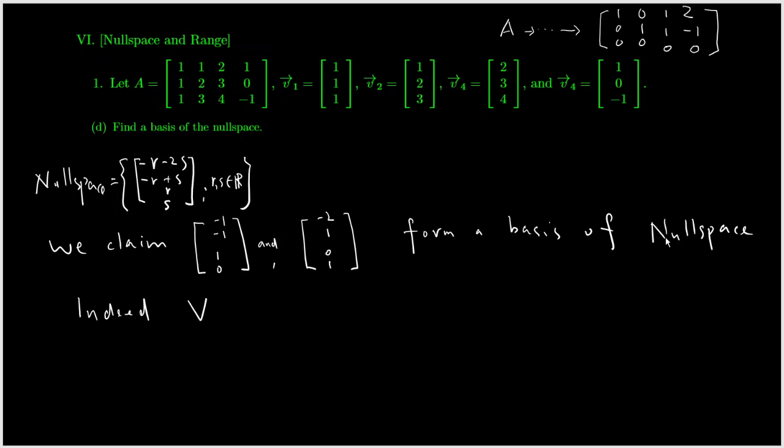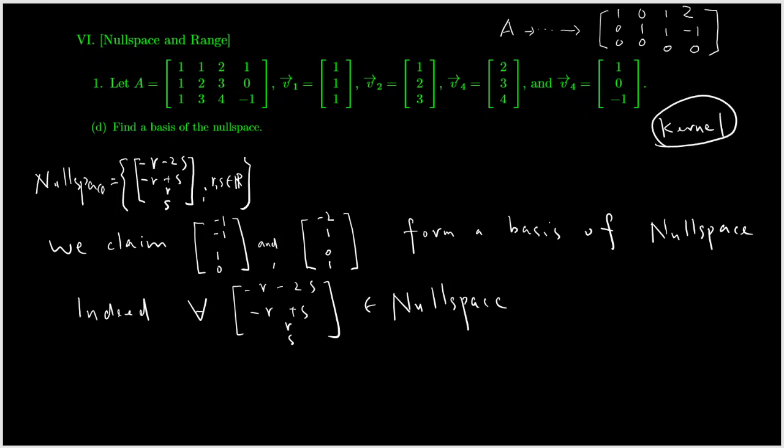By that we mean we want to show each vector in the null space is a linear combination of the two vectors. Each vector. So now let's say (-r minus 2s, -r plus s, r, s). That's the form every vector in the null space has. Probably I should have introduced a notation for the null space. By the way, people also call the null space the kernel. It's the same thing as the null space.